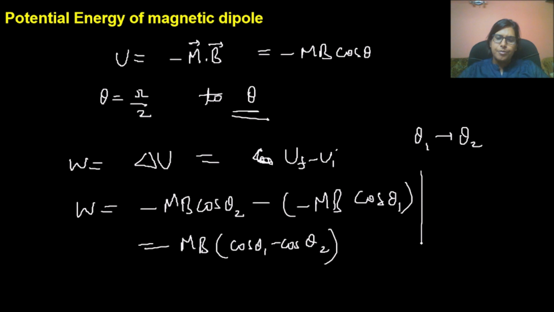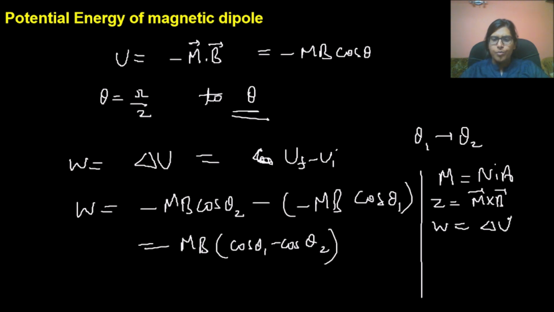So here you have to remember, first of all, m equals n into I into A. Second, torque was m cross B, and the work done is delta U, and U is minus m dot B.